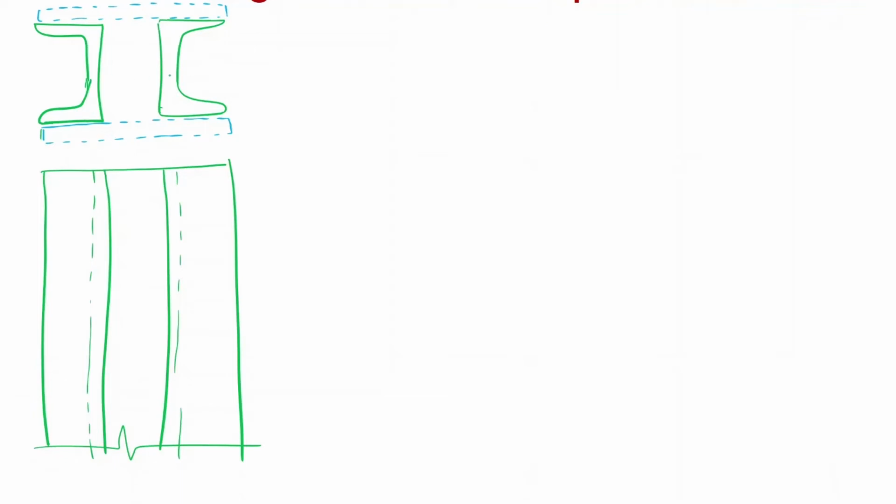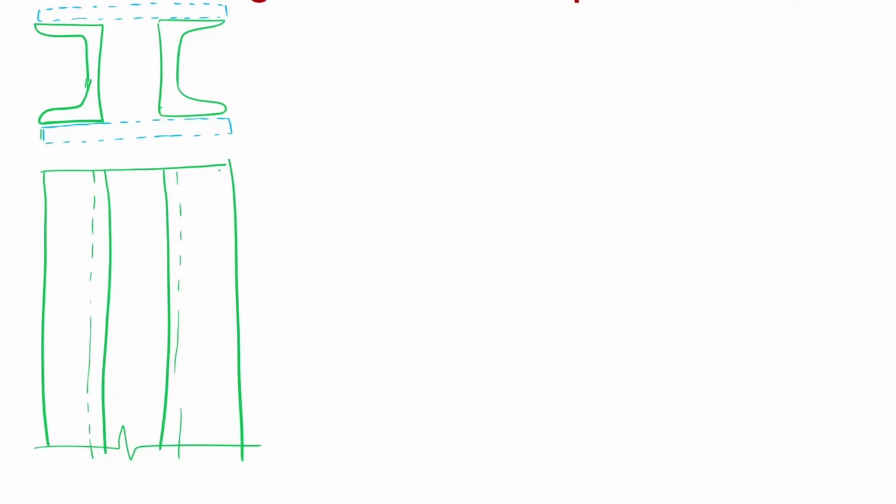This is the plan of our compression member. We have two channels connected back to back, with a spacing of S, and they are connected by battens on both front and back. So this is the front view.